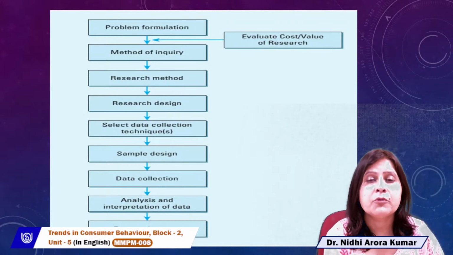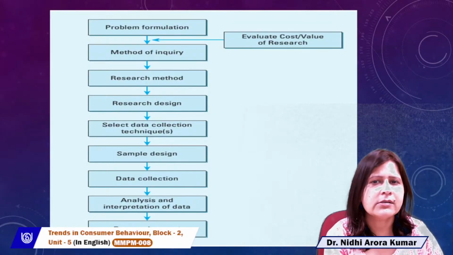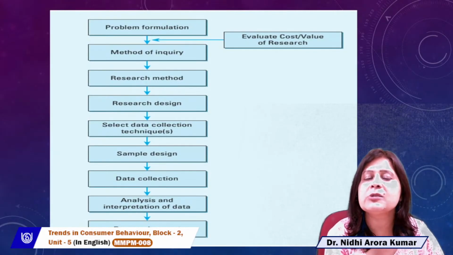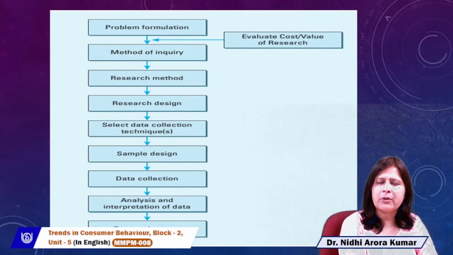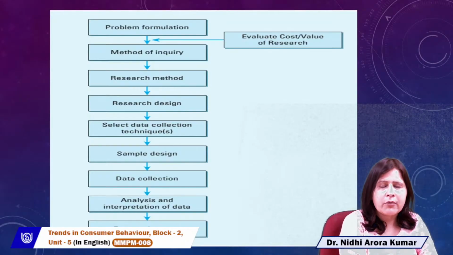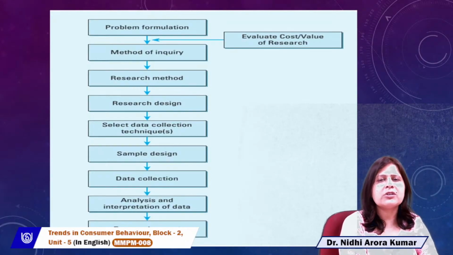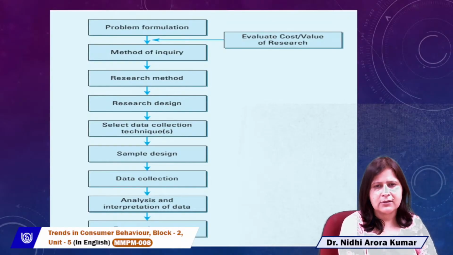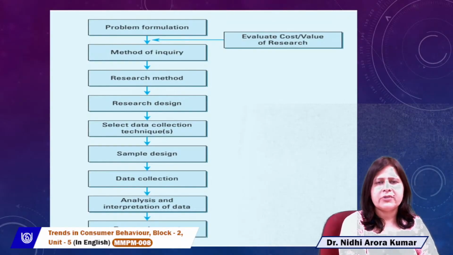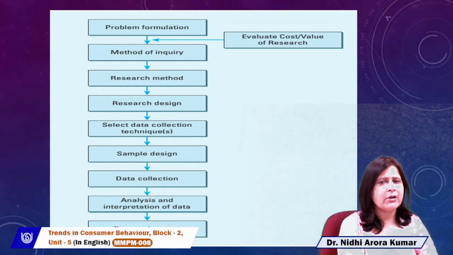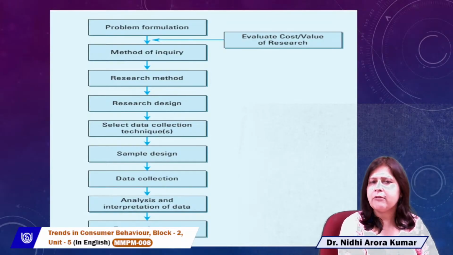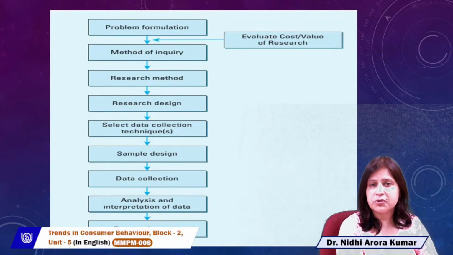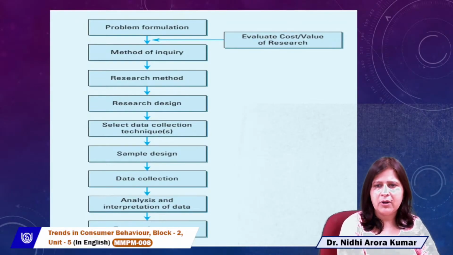The first and most important step of any research inquiry is problem identification or problem formulation. It is very important to formulate the problem, to identify what the actual problem is, or the question for which you are looking for an answer. So problem formulation is the first step. If one cannot formulate the problem properly, then everything will go in vain. So it is the most important thing.